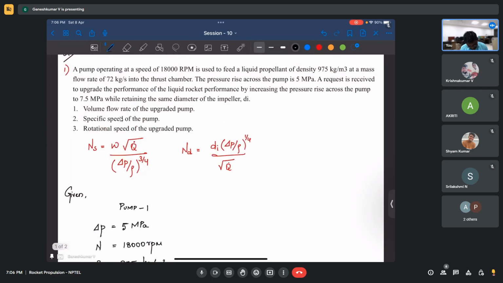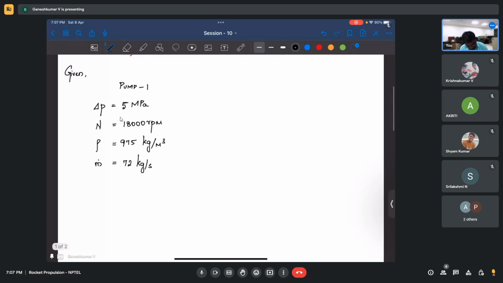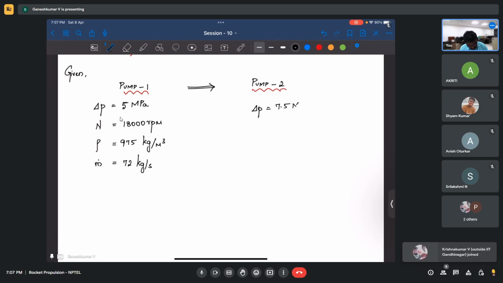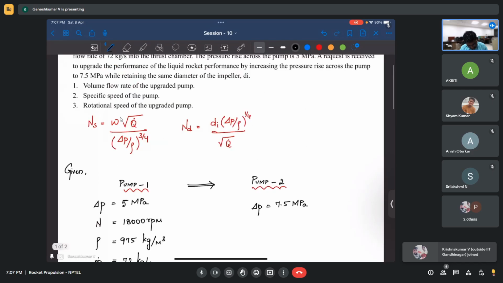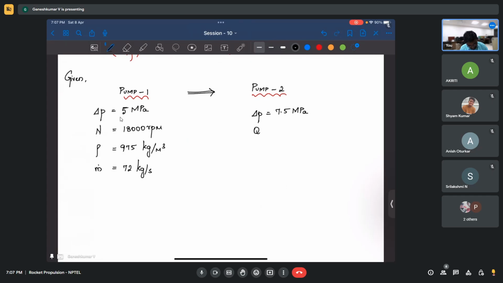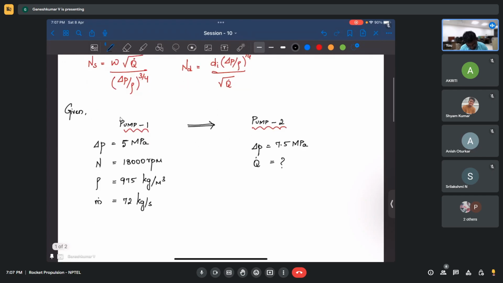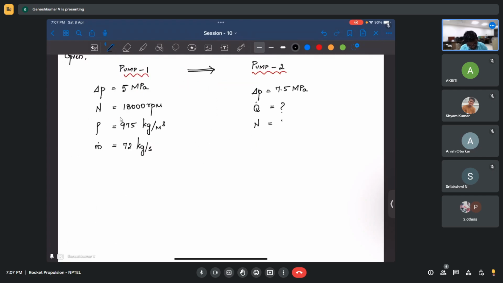That's it. So we want to upgrade this pump. We have this pump, we need to upgrade it to a higher version of this pump, let's say pump 2. But the diameter is going to remain the same, or the pump is going to remain the same, but we need a pressure rise of 7.5 megapascal. What has been asked is the volume flow rate of this pump, and then the rotational speed of the upgraded pump. What is n of this upgraded pump? So to avoid confusion, we will put 1 here, and we will put 2 here.